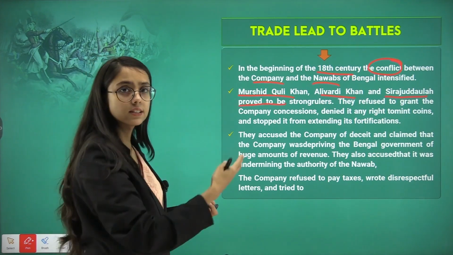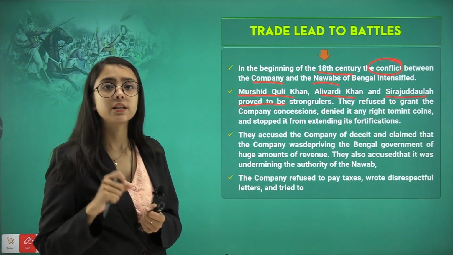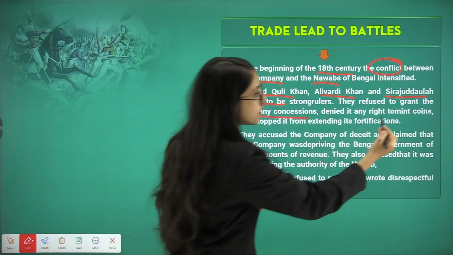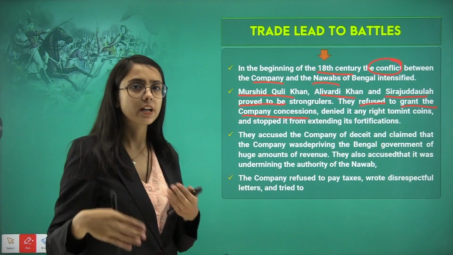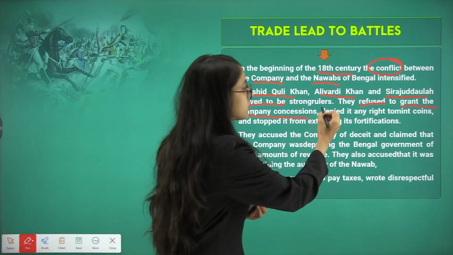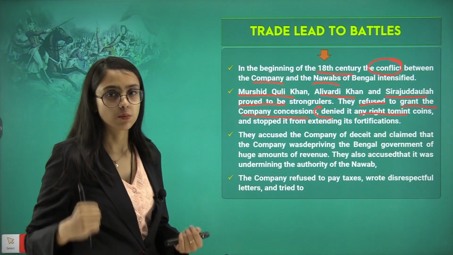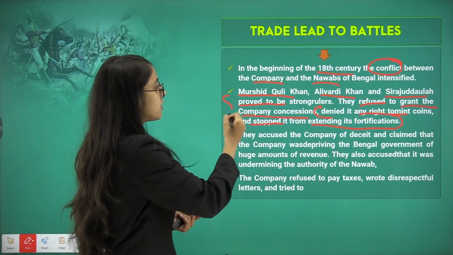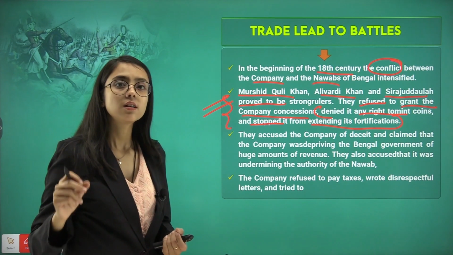Murshid Quli Khan, Ali Vardi Khan and Sirajuddaulah proved to be strong rulers in the province of Bengal. They refused to grant the company concessions. So what did they do? They refused any kind of concessions to the company. They did not grant any trade concessions or duty-free trade to them. They also denied the right to mint coins. They were not allowed to make coins anymore. They also stopped it from extending the fortification. So these are the three important things that these Nawabs implemented on the East India Company.